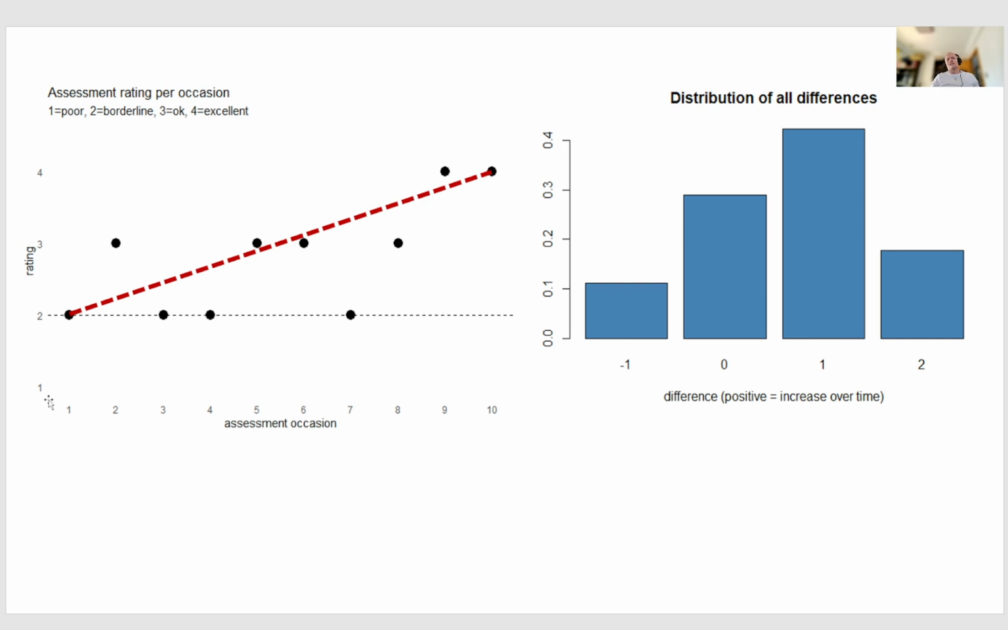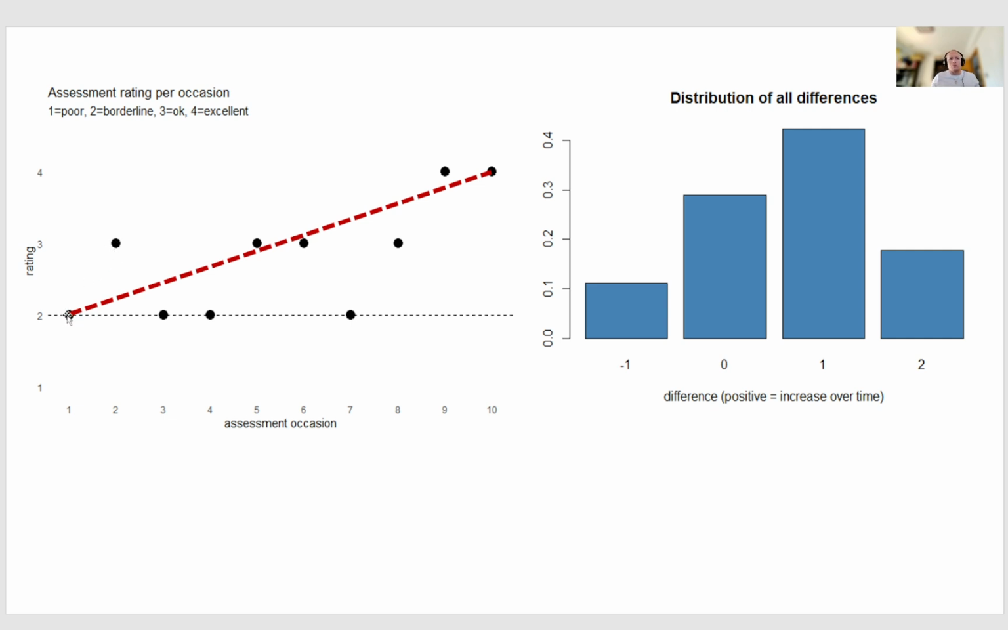Well, given 10 measurement occasions, there are 10 times (10 minus 1) divided by 2 equals 45 pairs of assessment occasions where you can calculate a change. So for instance, from measurement 1 to measurement 2, that's one of the 45 pairs we can compare, and here there would be an increase of 1 rank.